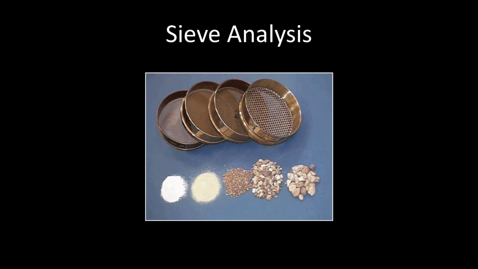This video provides a summary of the procedure detailed in AASHTO T27, Sieve Analysis of Fine and Coarse Aggregate. Sieve analysis is used to determine the size distribution of aggregate particles. The size distribution of aggregate particles, also termed gradation, is critical to the packing characteristics of aggregate.